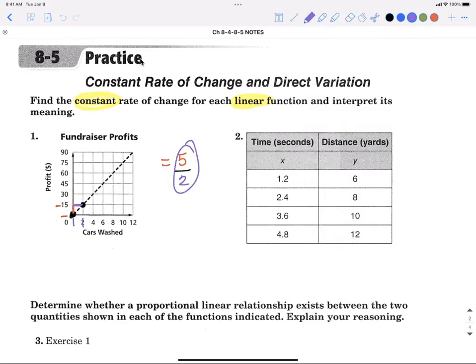Okay. I just want to show you if I had picked two different points. So let's just say I picked this point and this point. Well, that's okay.